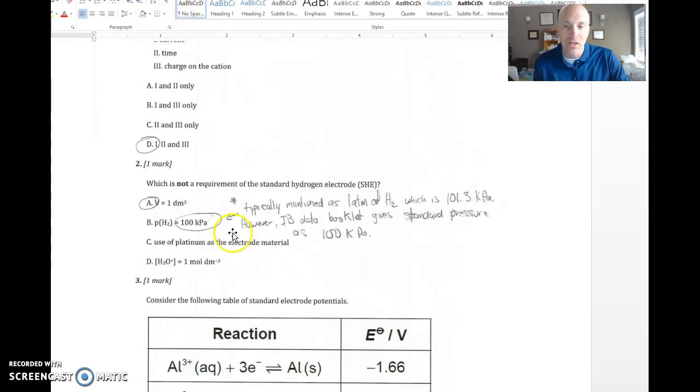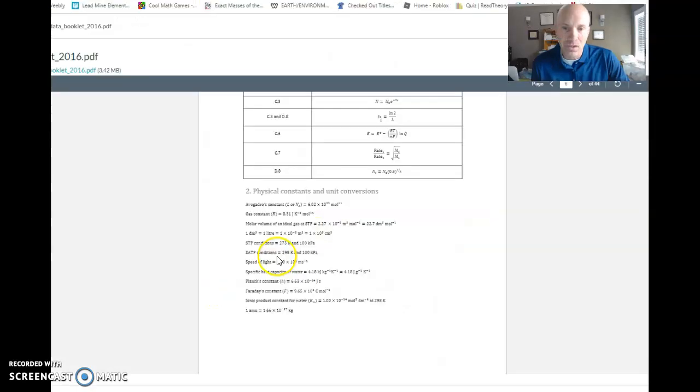be 1 atmosphere. This is a little bit off from one of the choices they give here. The reason for that is that typically 1 atmosphere of any gas is considered to be 101.3 kilopascals. But if you look in the IB data booklet at what they consider to be standard pressure, here's an example of what I'm talking about. If you look at standard temperature and pressure, notice here that they consider the pressure to be 100 kilopascals.